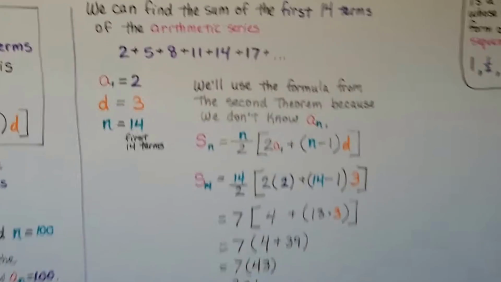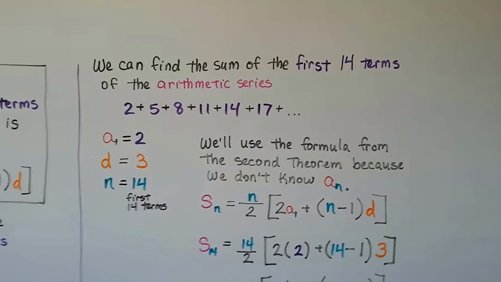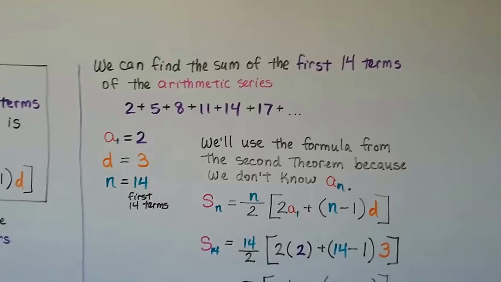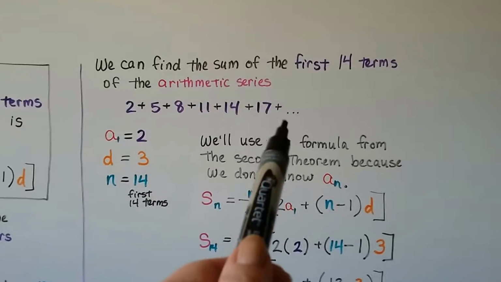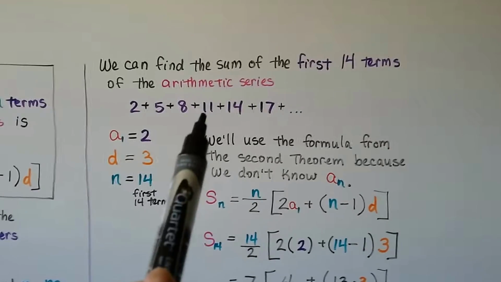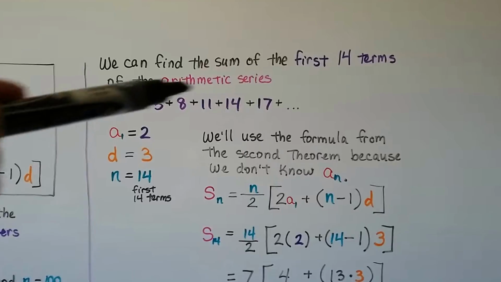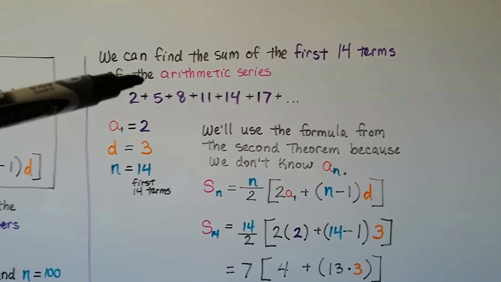We can find the sum of the first 14 terms, so that's partial, isn't it? We're not finding the sum for the entire thing. It's got an ellipsis and so on, which tells us it goes on for infinity. So these are partial sums. We're only going to find the first 14 terms of this arithmetic series.